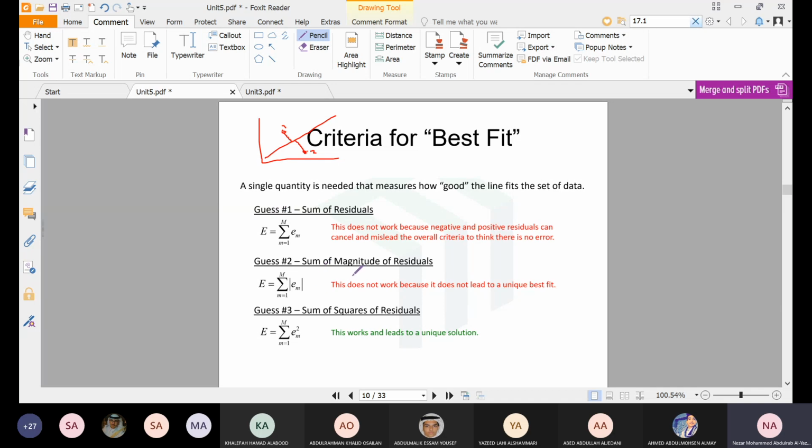Here is the sum of the magnitude of the errors. Also, if we take only the absolute value of the error, this does not work because it does not lead to a unique solution. We do not find a unique solution. The third criterion is computing the sum of the squares of the errors. This type will work because it leads to a unique solution.